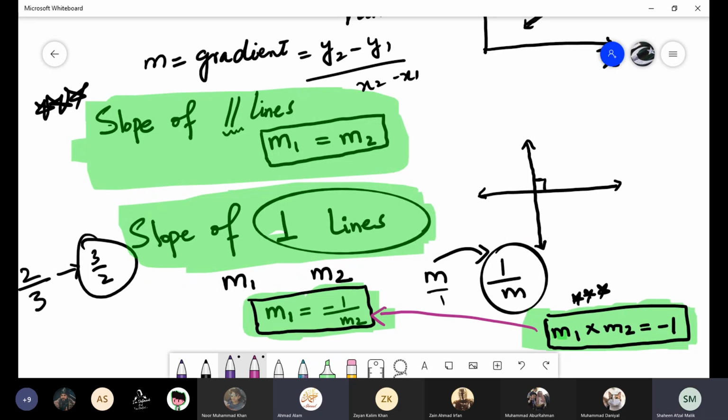Teacher, can we also shift m1, or only m2? Yes, we can. Whatever value is given to us, we place that value in this formula, and the other we shift to the other side. If m1 is given, we shift m2. If m2 is given, we shift m1 to the other side to find the value of the missing number. Okay? Is there any doubt in these two points, what is the slope of parallel lines and what is the slope of perpendicular lines?